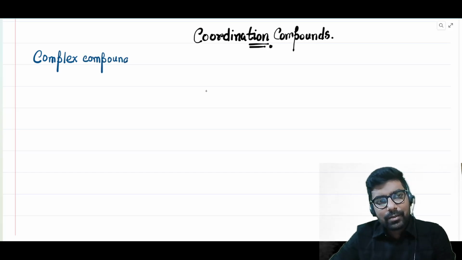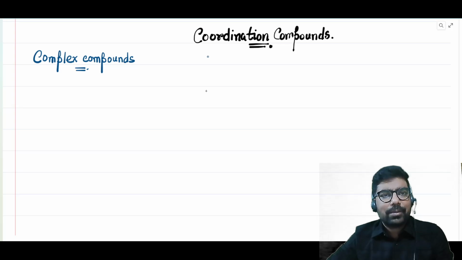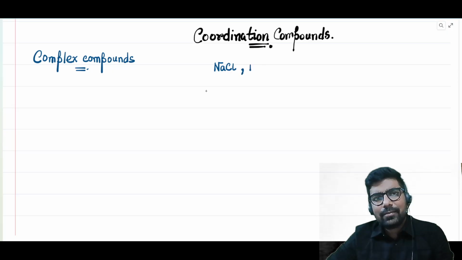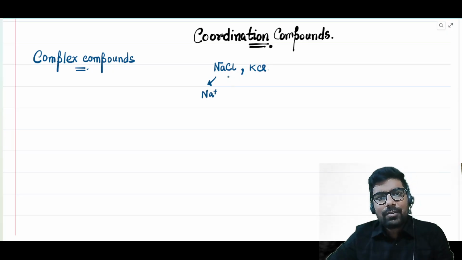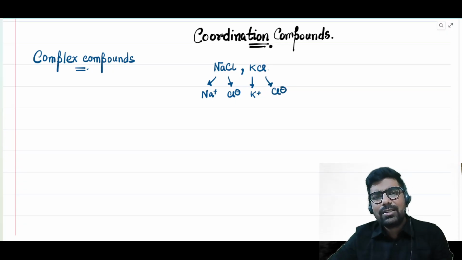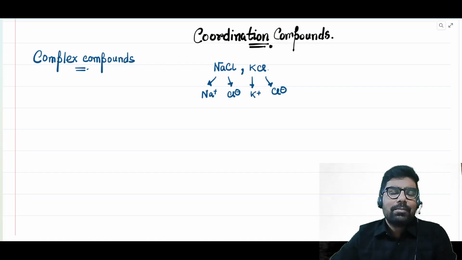Now, what do you mean by complex compound? See, we have always studied about simple compounds. Simple compounds as in various types of salts you have studied. For example, the basic ones, NaCl, KCl. So these are formed of one cation, Na+, and one anion, Cl-. Similarly, this one is formed of one cation, K+, and one anion, Cl-. So these are simple salts, or simple compounds.